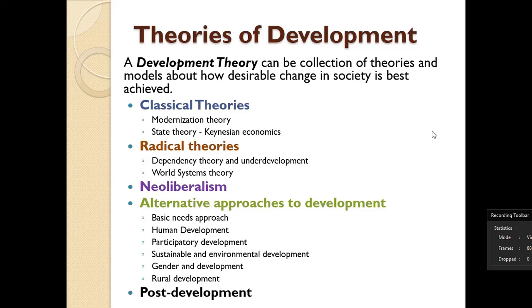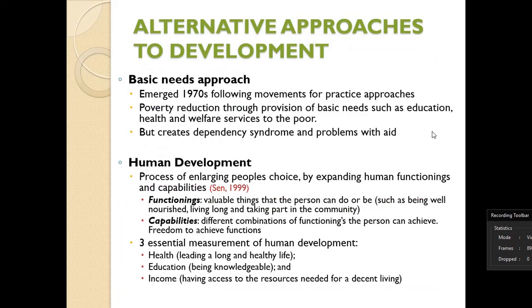So following neoliberalism and those structural adjustment programs, alternative approaches came up to counter these other theories. Some of these we are going to look at as independent sessions, so I will just talk about them briefly. There is the basic needs approach, which emerged in the 1970s, following movements for practical approaches, since modernization theory was not actually being practical, especially for some societies and individuals, especially the poor. The poor, such as, for instance, women and so on, needed to be provided with basic needs such as education, health, and welfare services, to be able to make ends meet, so that they can survive and therefore be better.